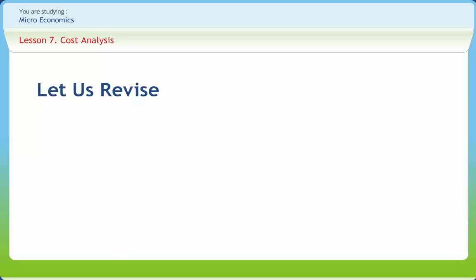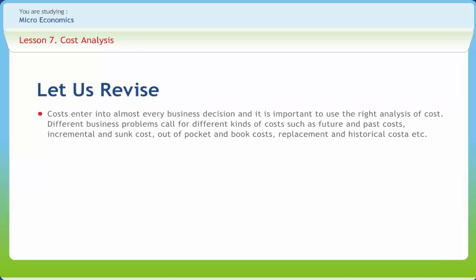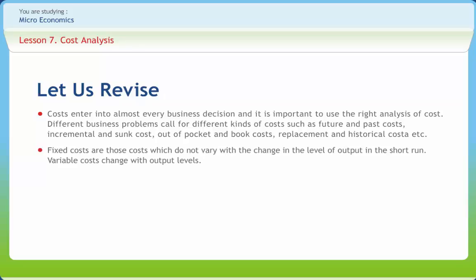Let's revise. Costs enter into almost every business decision, and it's important to use the right analysis of cost. Different business problems call for different kinds of costs, such as future and past costs, incremental and sunk cost, out-of-pocket and book costs, replacement and historical costs, etc. Fixed costs are those costs which do not vary with the change in the level of output in the short run. Variable costs change with output levels.